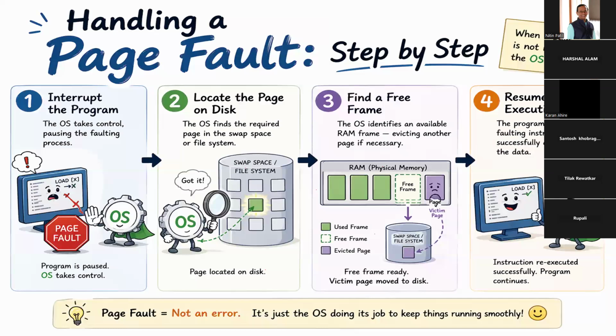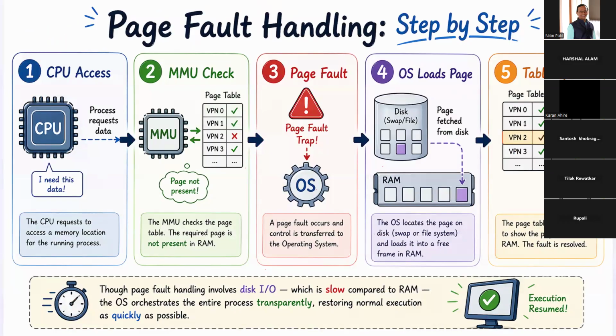So even though a page fault introduces a delay, the system handles it gracefully and automatically. The user rarely notices this. So remember this flow clearly: interrupt, locate, allocate, load, and resume. And this entire sequence happens in milliseconds. But it is the backbone of virtual memory efficiency. And now the next question is, when we have to remove a page, how do we choose the best one to replace? So from CPU to recovery, this is our page fault flow.